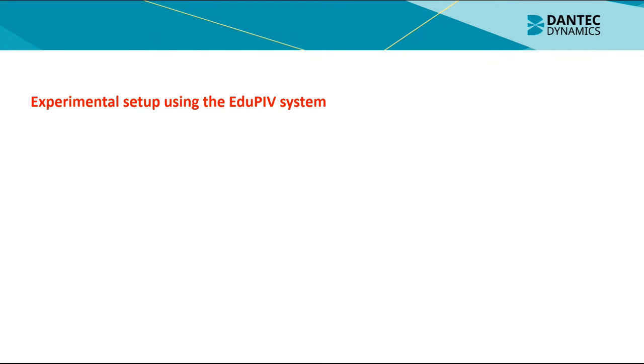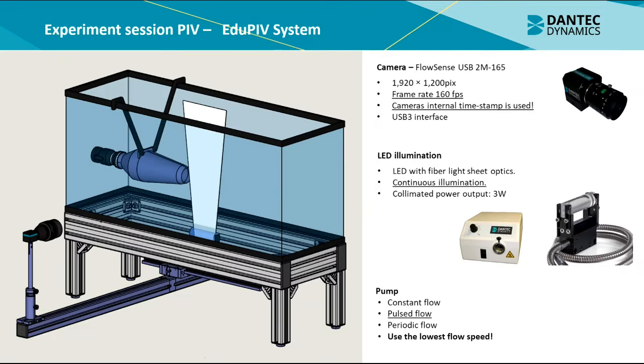Now we'll look at an experimental setup for PIV using the EDU PIV system. In the diagram we see something similar to the previous image, but now we've added the pump and the nozzle, which create the flow that we will be imaging. The nozzle is 3D printed and attached to the pump, and on the other side of the pump is a cord that leads to the flow controller, where the user can control the waveform, either sine, square wave, or constant flow, as well as the speed of the flow. And on the right are the other elements, the camera, the LED illumination, and the pump.